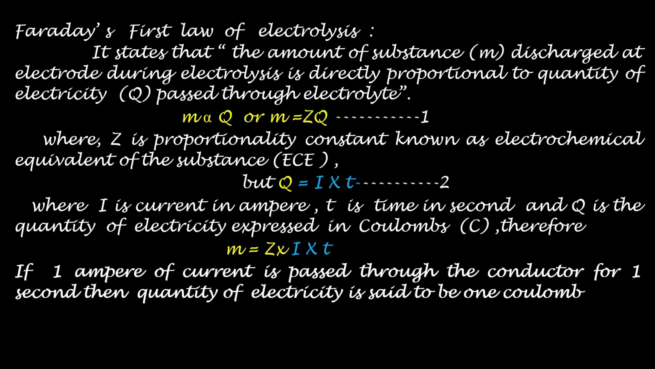If you pass 1 ampere of current through the electrode for 1 second, that is, I is 1 ampere and T is 1 second, then 1 ampere into 1 second will be equal to 1 coulomb.